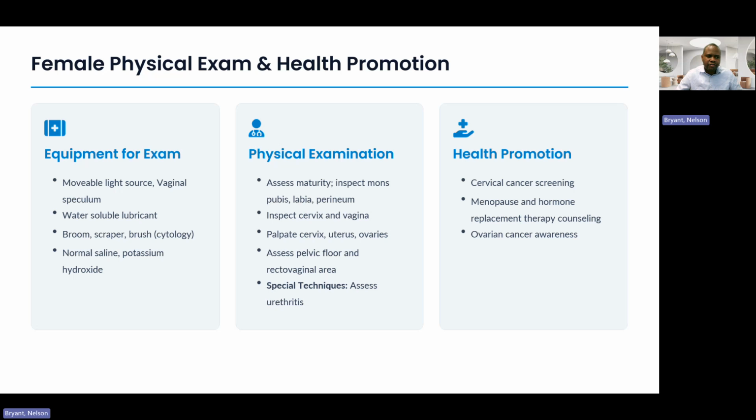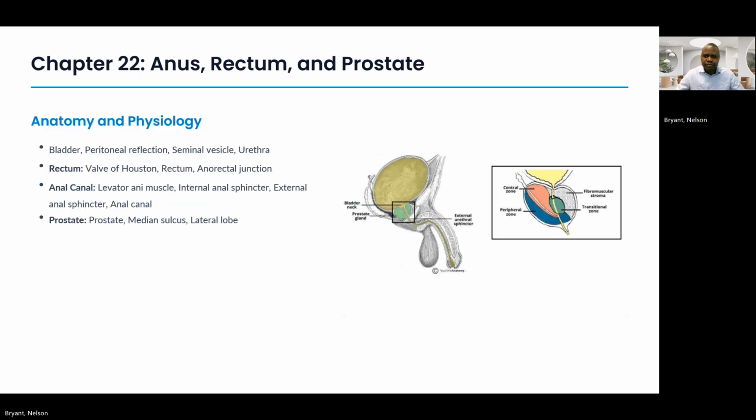As you prepare for the physical exam, ensure you have all the equipment. This is something we'll do in the second residency as you do the pelvic examination, and you will have an opportunity to perform this. But every single assessment should also conclude with counseling on health promotion. For example, for women you have to focus on cervical and ovarian cancer screening and managing menopausal symptoms.